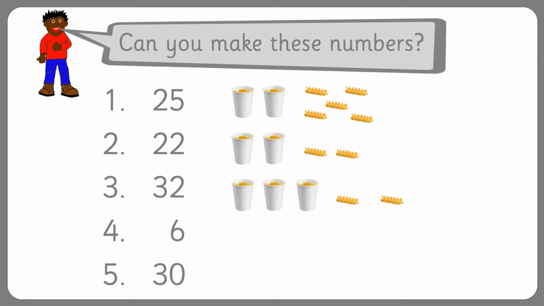Number 4, we had to make the number 6, and we didn't need any 10s at all for that. We just needed 6 pieces of pasta. Then finally for 30, well, for the number 30 we've got 3 10s and no 1s. So all I needed was my 3 cups with 10 pasta in, 3 lots of 10 makes 30. Well done if you got those ones correct. Oh, well done. Great work, everybody.